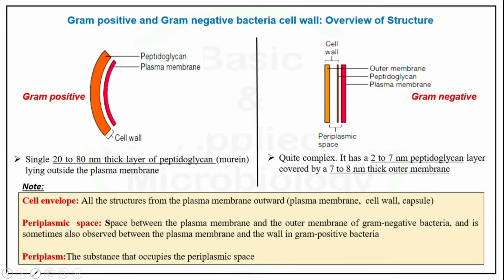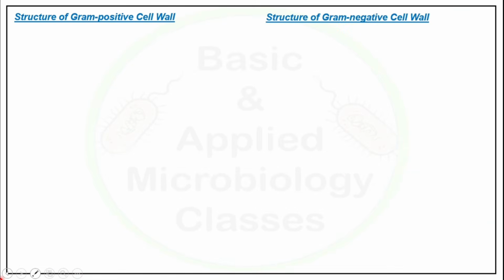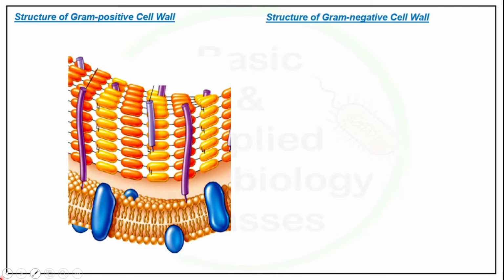So now we are coming towards the structure of the gram-positive cell wall and the structure of the gram-negative cell wall. Here we will first have a look at the gram-positive and gram-negative cell wall structures with the help of diagrams, right? Now you will see the kind of labeling I have made here to show you. One by one we will understand what kind of layers are there, which will help us to understand the structure part. Let's start.